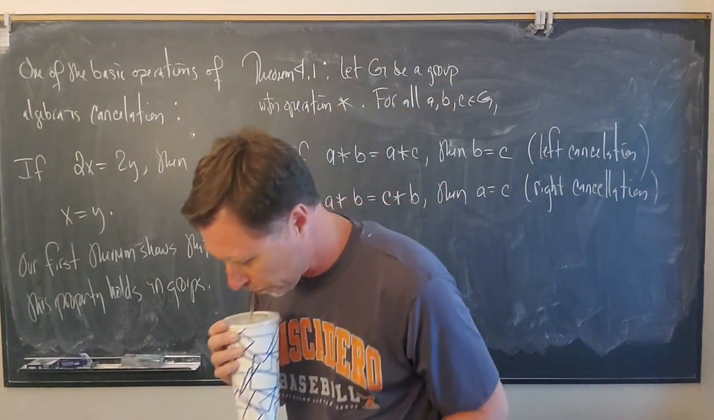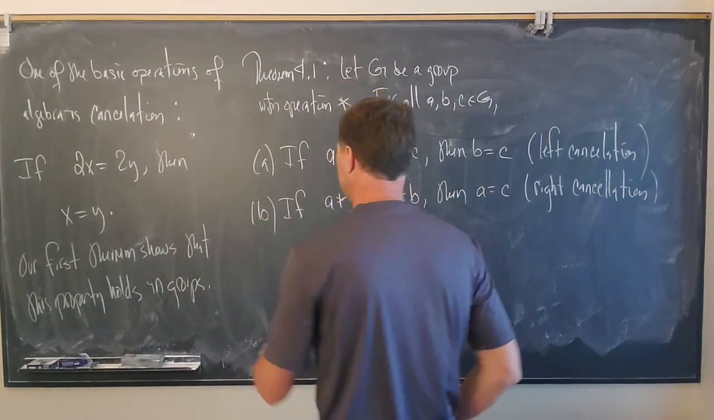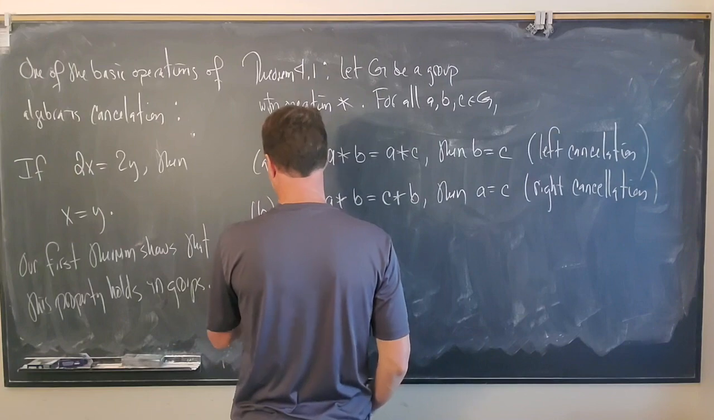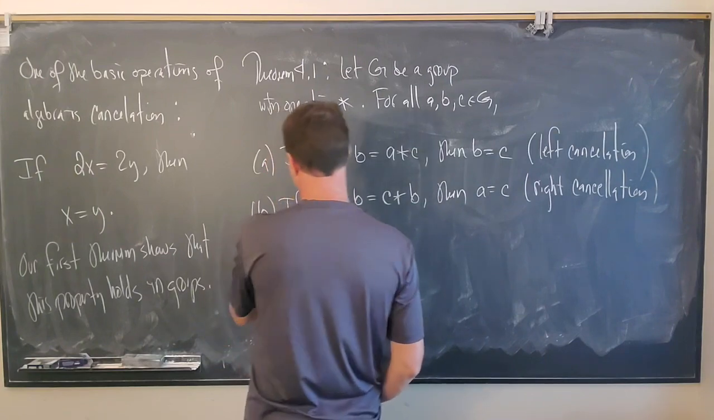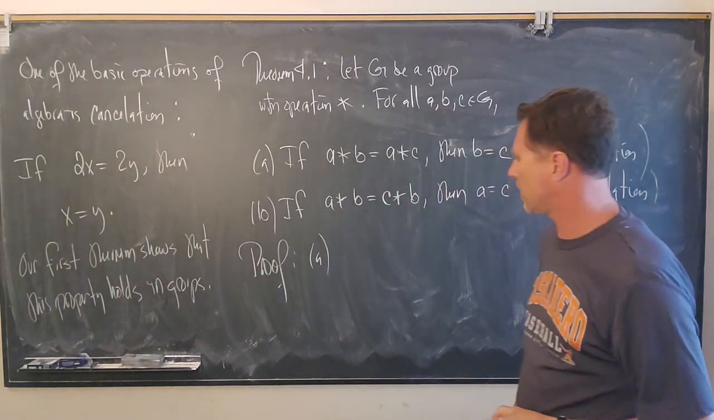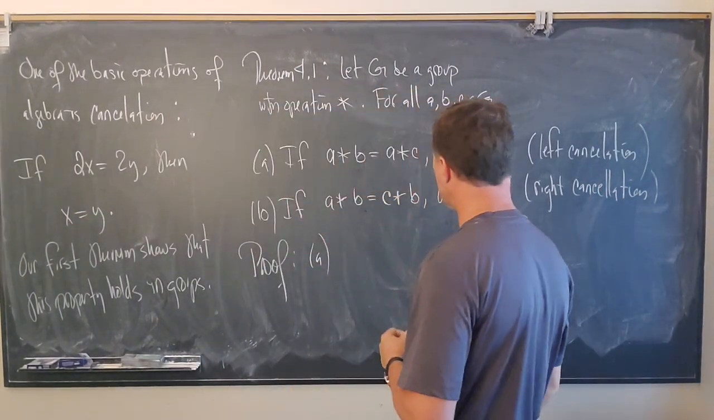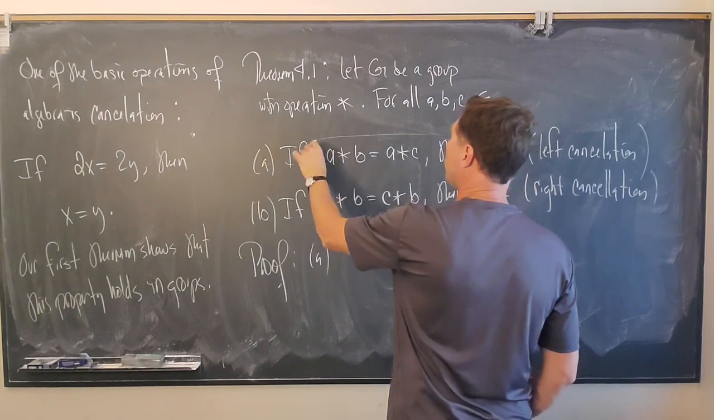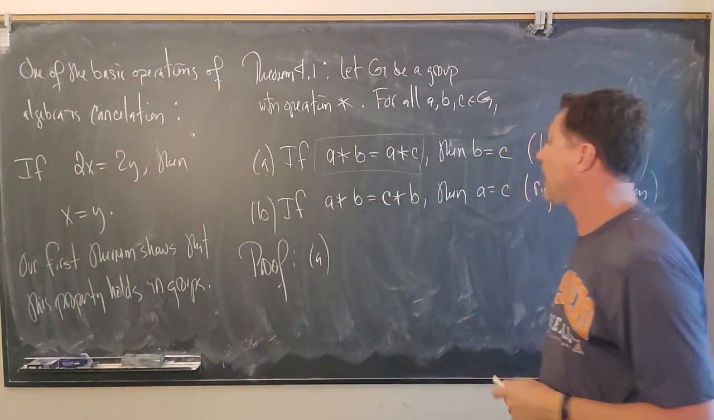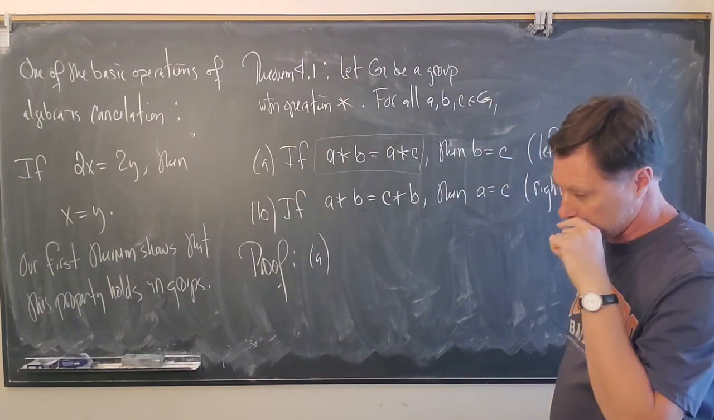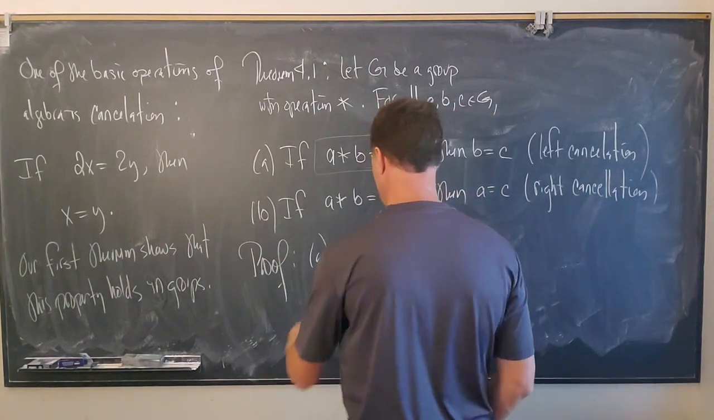Anyways, so let's prove this now. And what we'll do is we're just going to prove part A. If we can prove part A, the proof of part B is going to be essentially the same proof, just do it on the other side. So here's the idea. We start off with our assumption that A star B equals A star C. So we go like this.